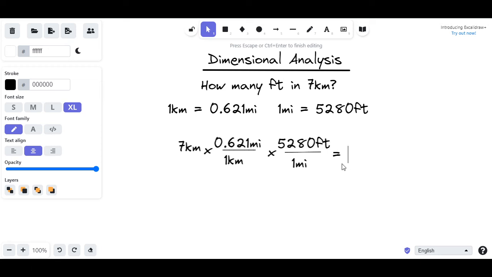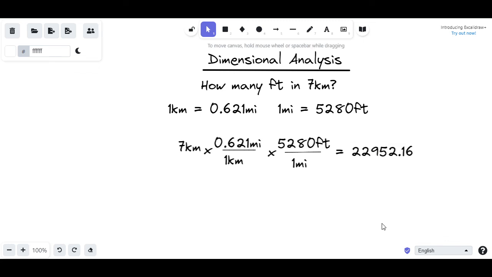And when I do that, I would do 7 times 0.621 divided by 1 times 5,280 divided by 1. And I get an answer of 22,952.16. But if you put that for your answer, you're still not right because you forgot, again, the unit.